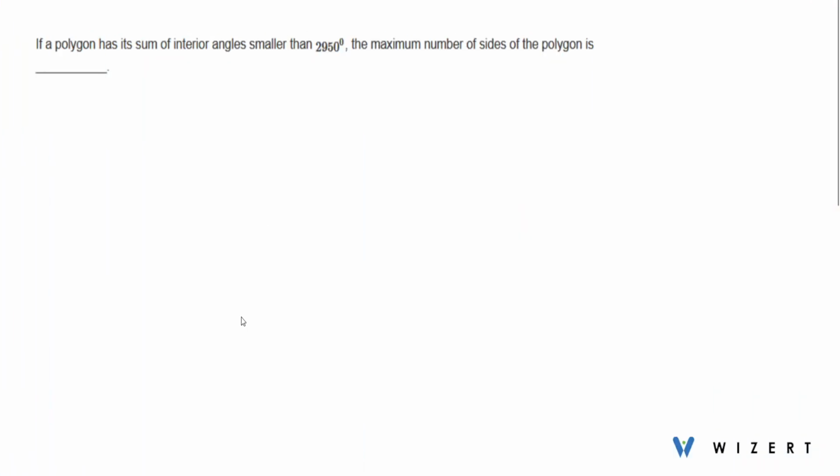According to the question, a polygon has its sum of interior angles smaller than 2950 degrees. So we have to find the maximum number of sides the polygon can have so that the condition is satisfied.